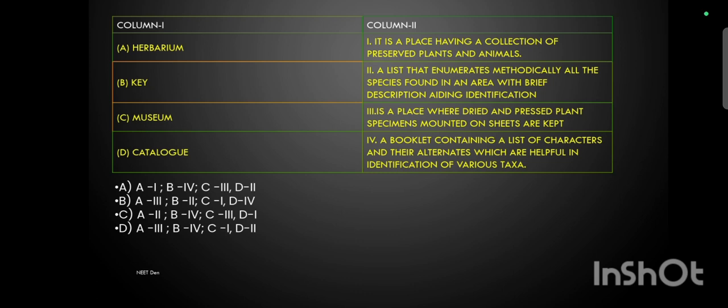Next question, we have to match the column 1 with column 2 and give the correct options. In column 1, from A to D are A, herbarium, B, key, C, museum, D, catalog. And in column 2, descriptions of the various taxonomical aids are given from 1 to 4. 1 is, it is a place having collection of preserved plants and animals. 2, a list that enumerates methodically all the species found in an area with a brief description aiding identification. 3, it is a place where dried and pressed plant specimens mounted on sheets are kept. And 4, it is a booklet containing a list of characters and their alternates which are helpful in identification of various taxa.